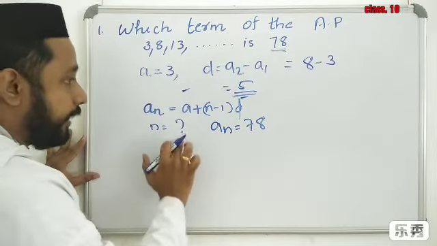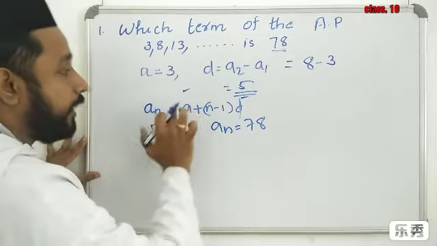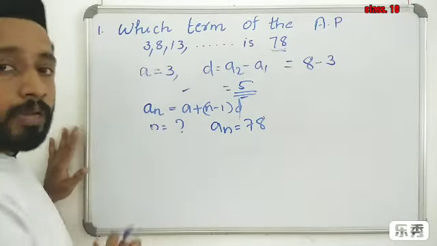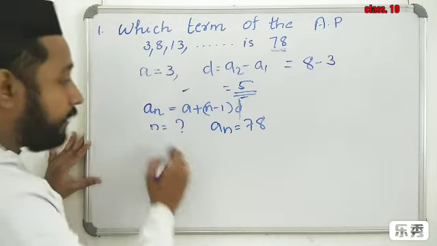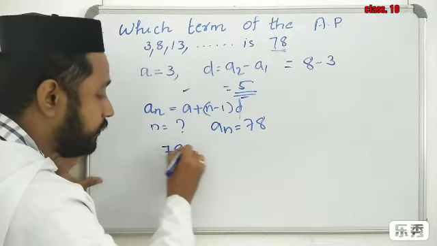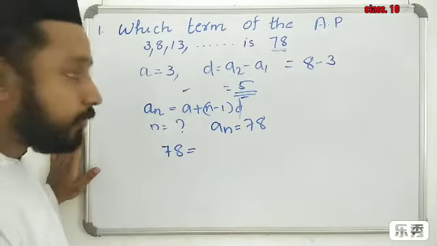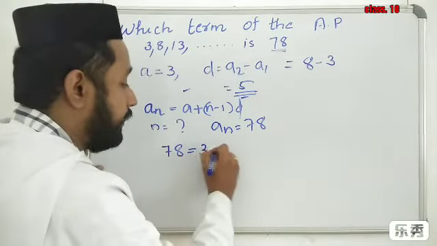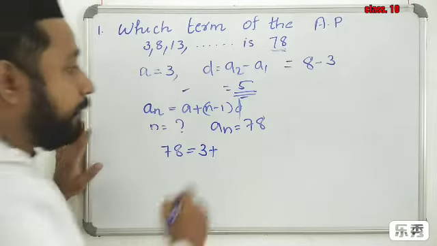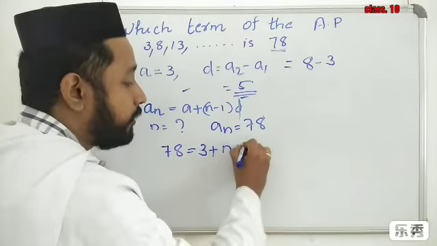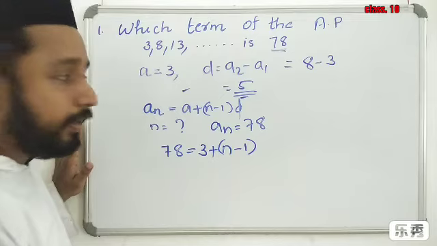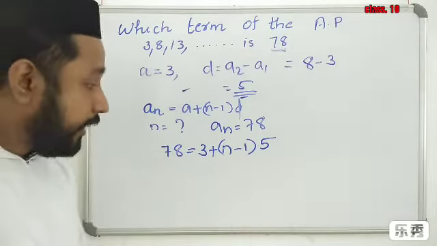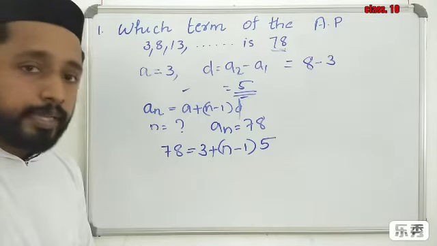So we have to find n. We have an is equal to 78, a is equal to 3 and d is equal to 5. Substituting these values in this formula, we will get n. So an is 78, a is 3, plus n minus 1 into d. n we don't know, we have to find out n. And d is 5. So 78 is equal to 3 plus n minus 1 into 5.